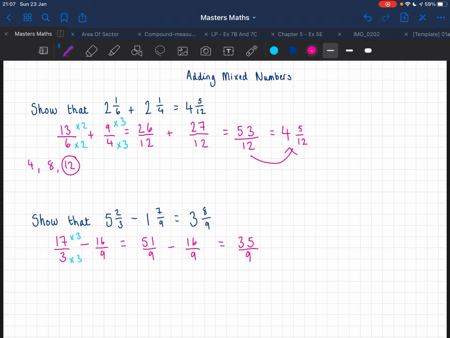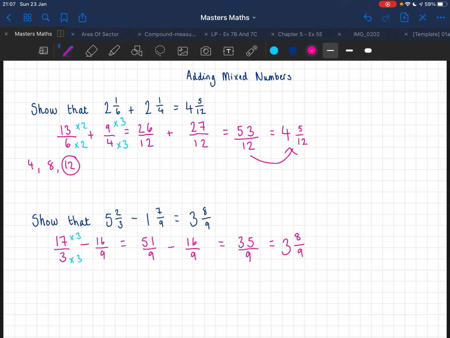The final step, change that improper fraction into a mixed number. So 9 goes into 35. 3 times 9 is 27. To get from 27 to 35, I have a remainder of 8 over 9. Denominator staying the same.